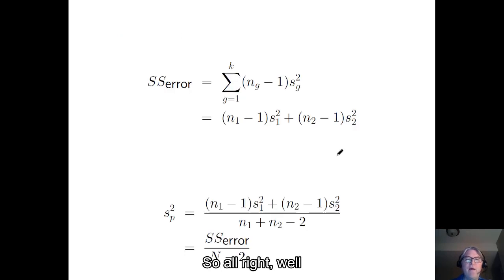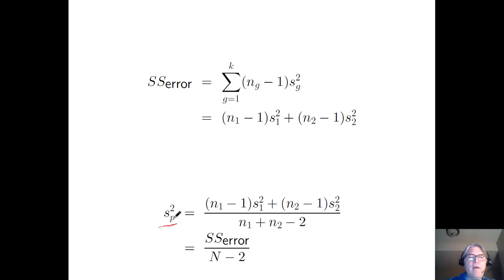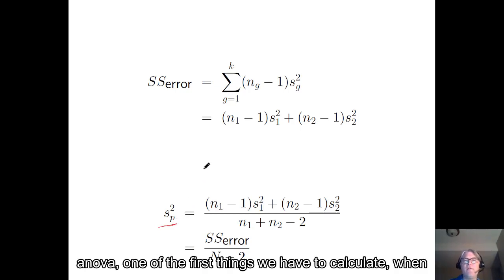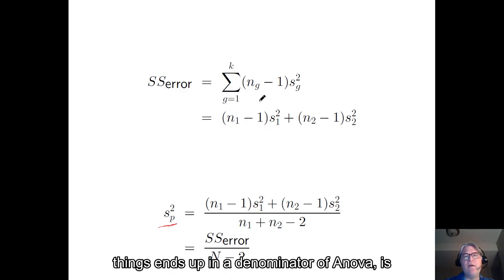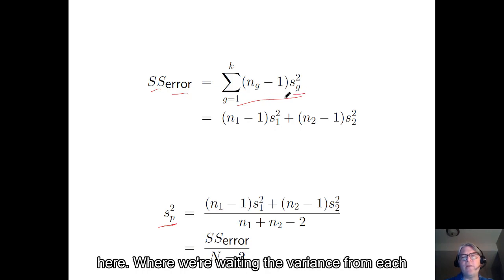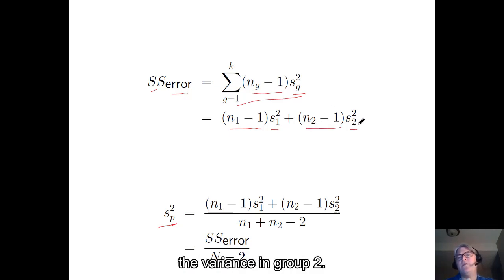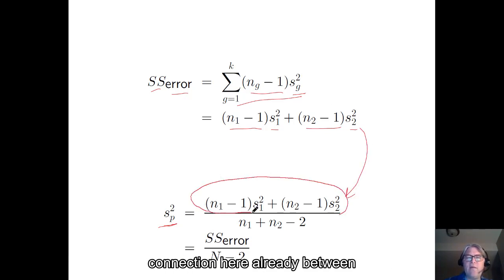So, all right, well, let's just think about calculating a t-statistic. Well, in a two-sample t-statistic, we need this pooled variance here. If we think about how we do an ANOVA, one of the first things we have to calculate, one thing that ends up in a denominator of ANOVA, is this SS error, the sum of squared errors term. That's with this general formula here where we're weighting the variance from each group by its sample size minus 1. So if we just had two groups, it's N1 minus 1 times the variance in group 1, and N2 minus 1 times the variance in group 2. Well, that's actually the numerator in the pooled variance. So we see a connection here already between ANOVA and a two-sample t-test.